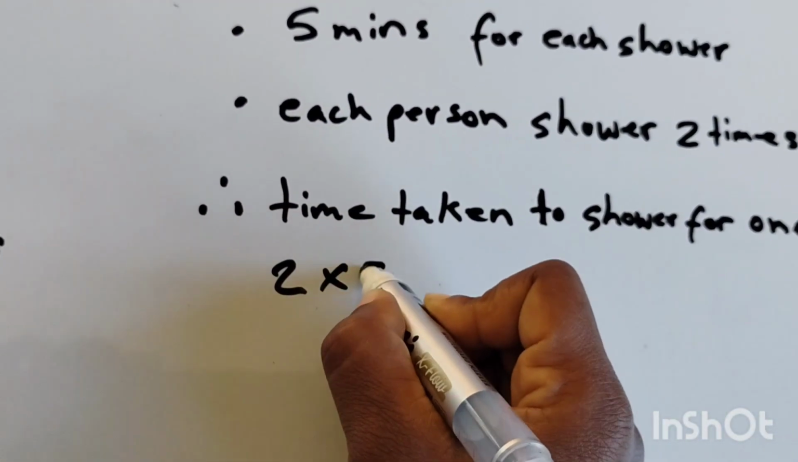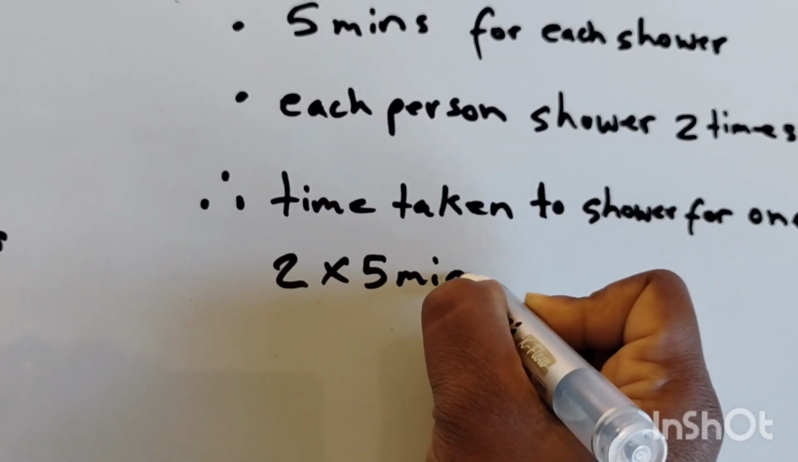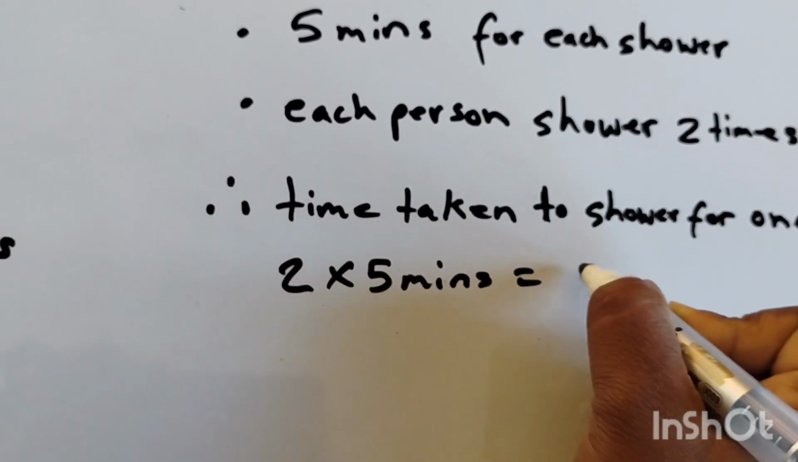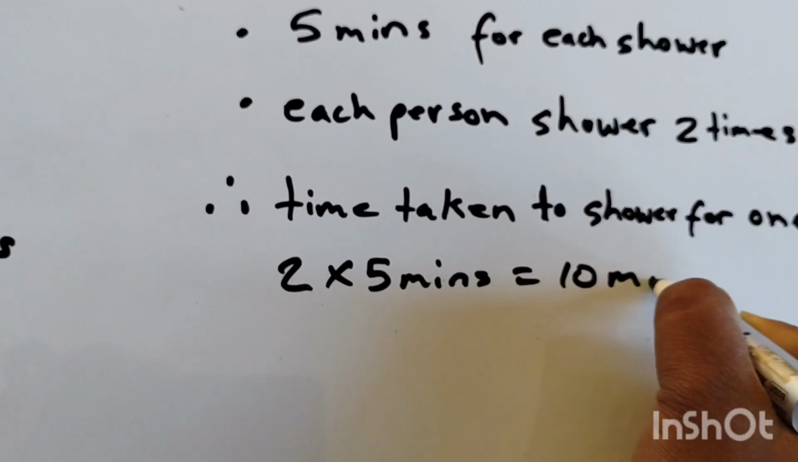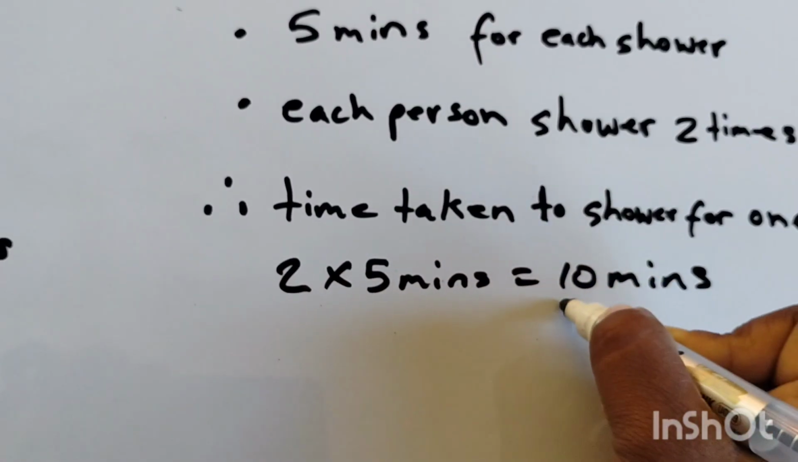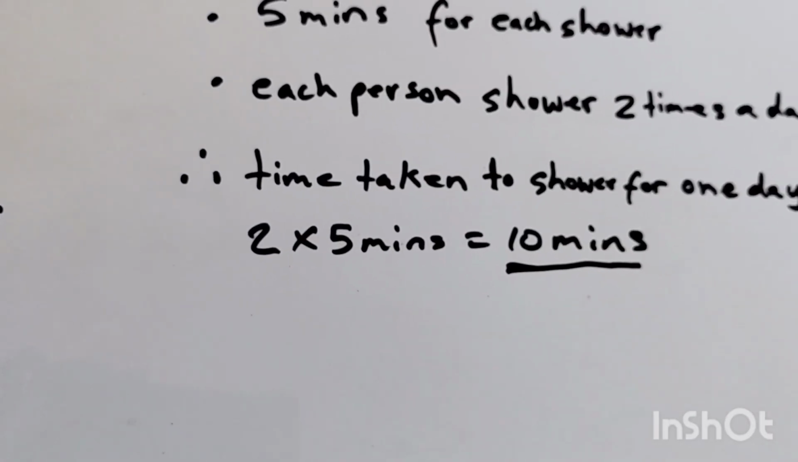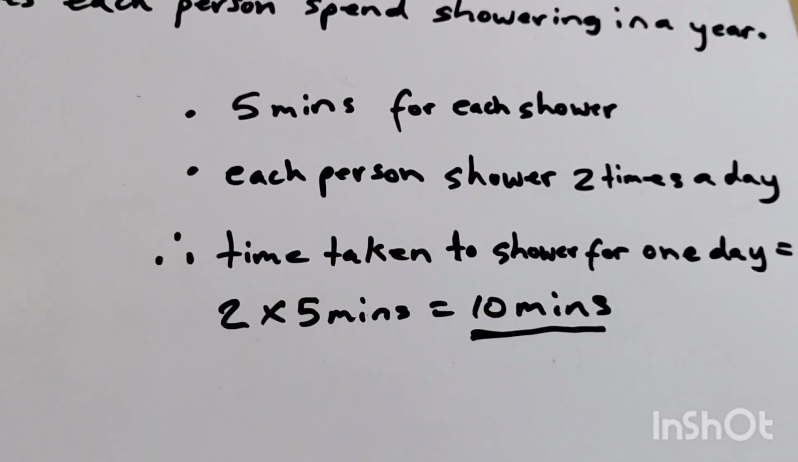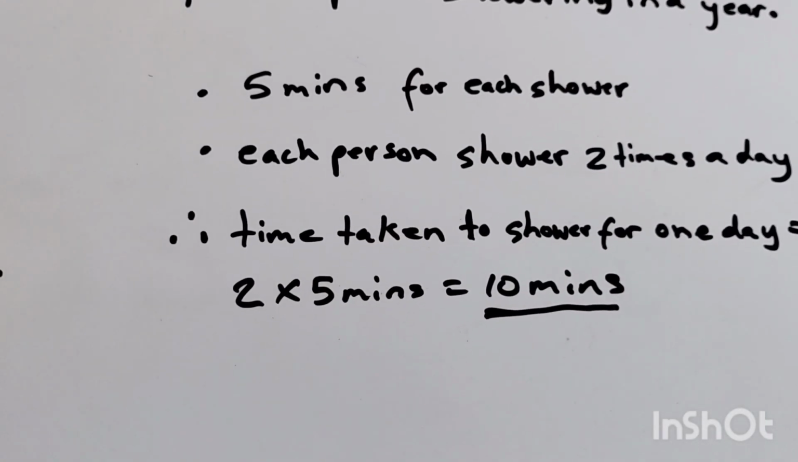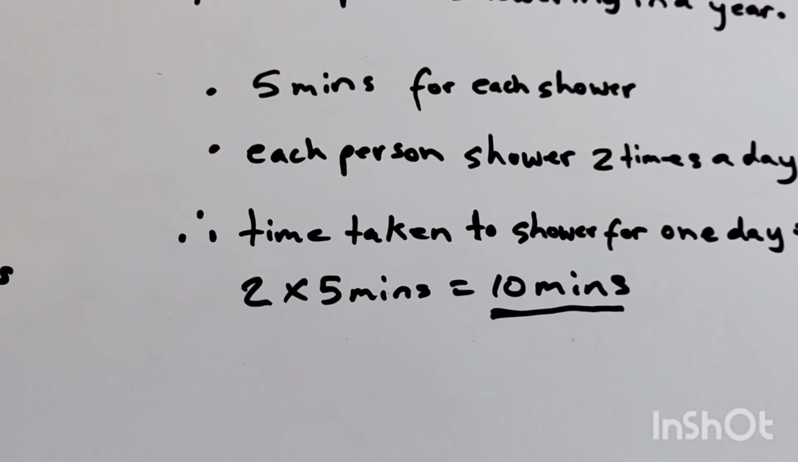So as we were saying before, 5 minutes for an individual to shower, and then they shower twice per day. So if we multiply 5 minutes by 2, then we will get 10 minutes. So each person showers 10 minutes per day, right? So that's for one day.